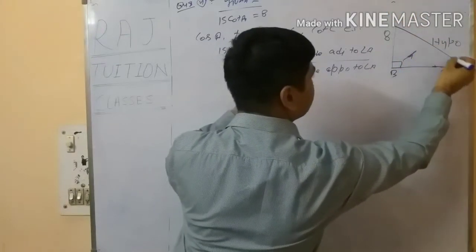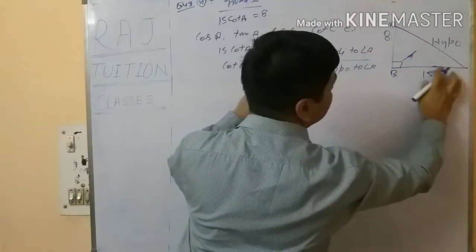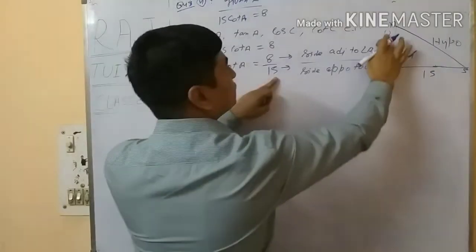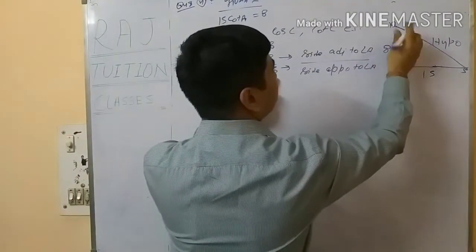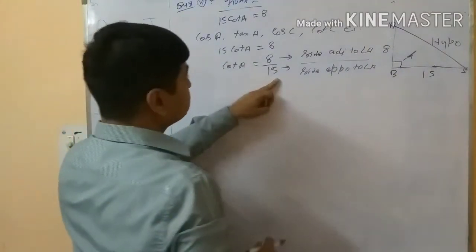It's 8 and 50, so I'm trying to make it accordingly. This is 15. Side adjacent upon side opposite. This is cot A.